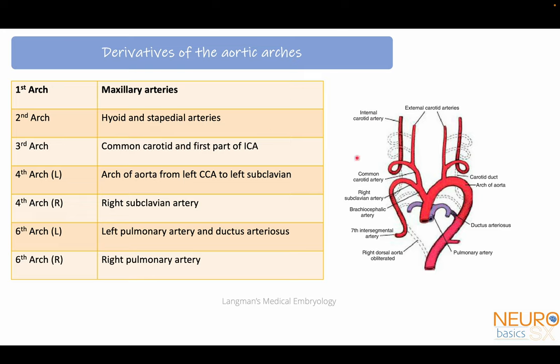From the second arch, you have hyoid and stapedial arteries arising. From the third arch is where you get the common carotid artery and the first part of the ICA. From the fourth arch on the left side, you get part of the aorta, which is from the left CCA up till the left subclavian artery. The fourth arch on the right side gives rise to the right subclavian artery. The sixth arch on the left side gives rise to the left pulmonary artery and the ductus arteriosus. And the sixth arch on the right side gives rise to the right pulmonary artery.